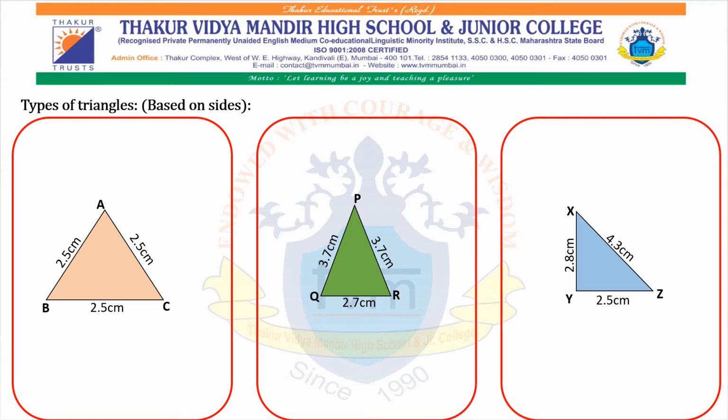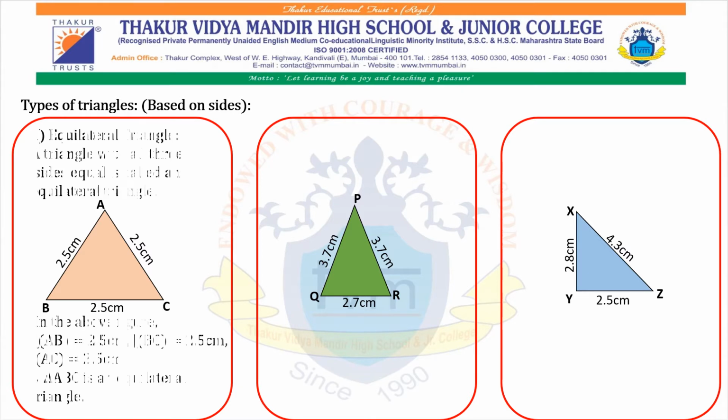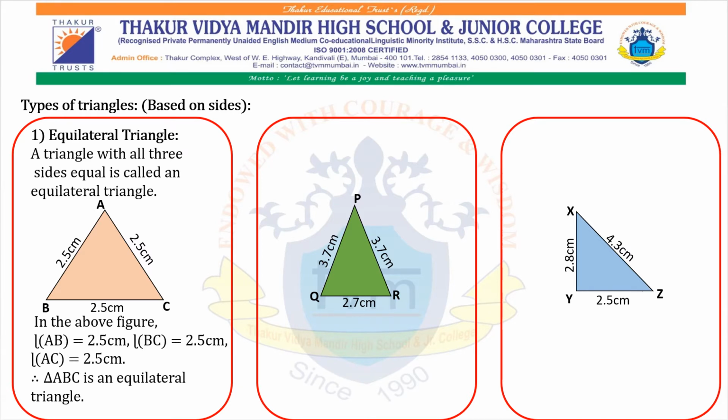Now we will see types of triangles based on sides. Here you can see three figures. First we will see the first figure, triangle ABC. Segment AB has the length 2.5 cm, seg BC 2.5 cm, and seg AC is also 2.5 cm. So this is an equilateral triangle.